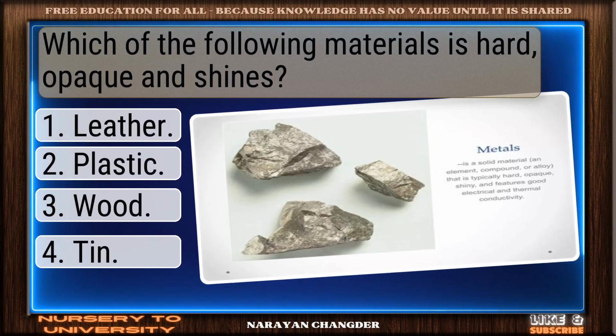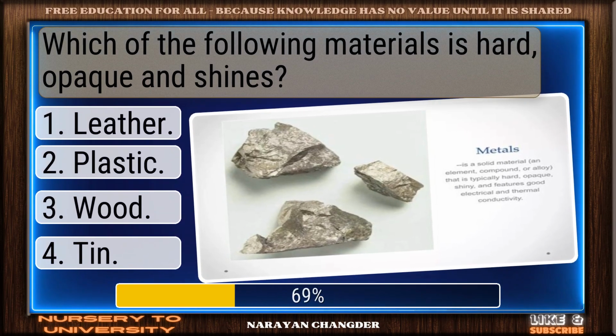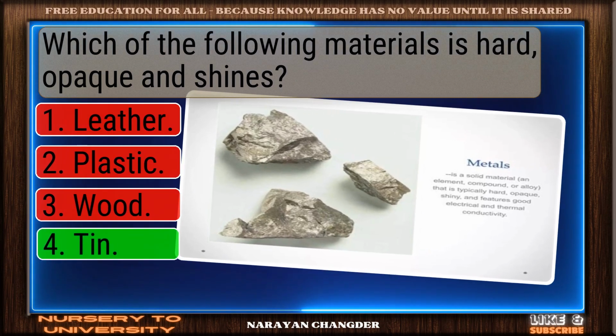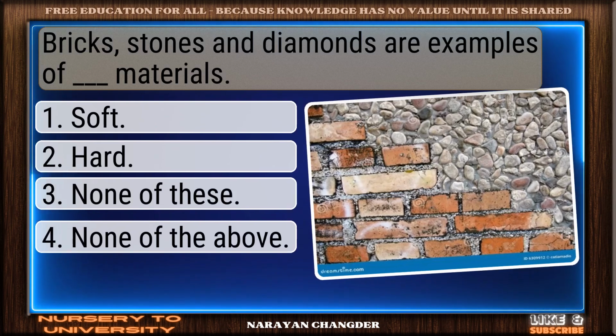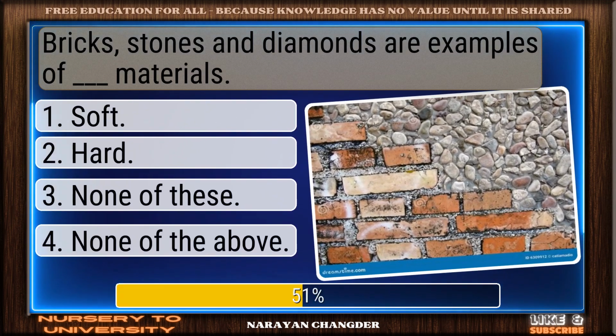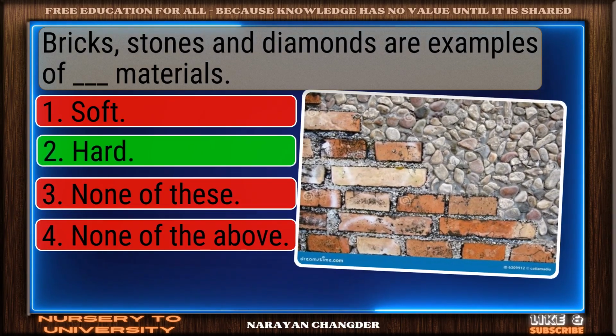Which of the following materials is hard, opaque, and shines? Solid response. Tin is a valid choice. Bricks, stones, and diamonds are examples of dash materials. You're right. Hard is the correct answer.